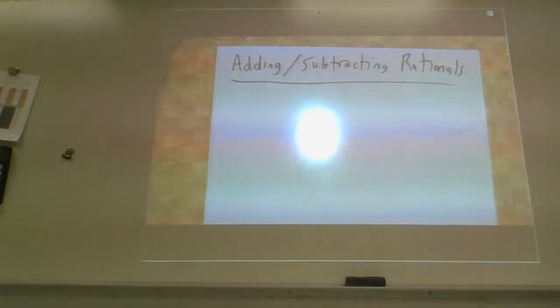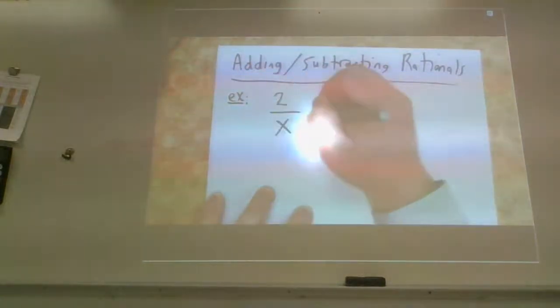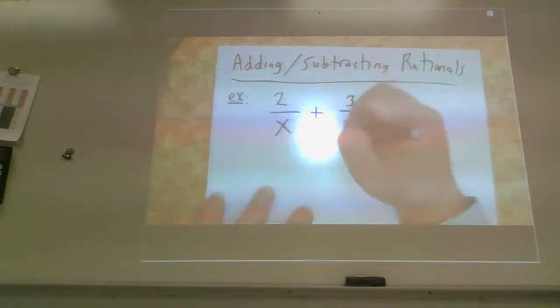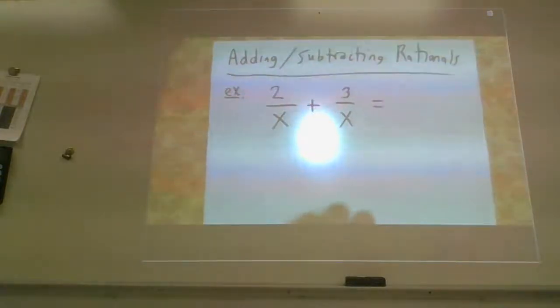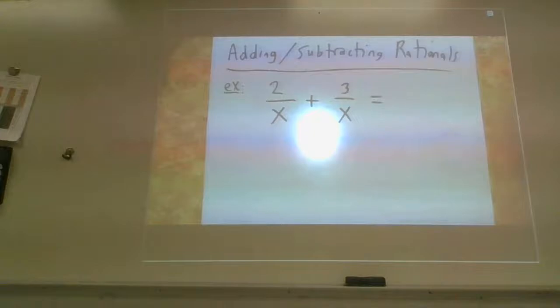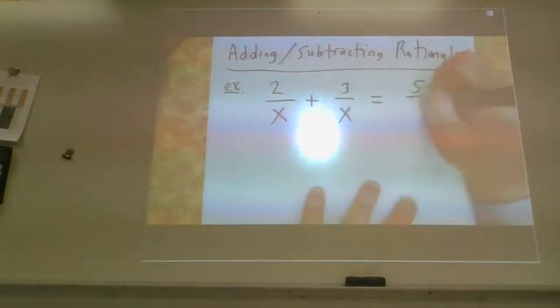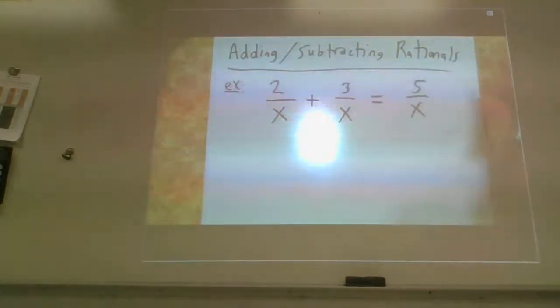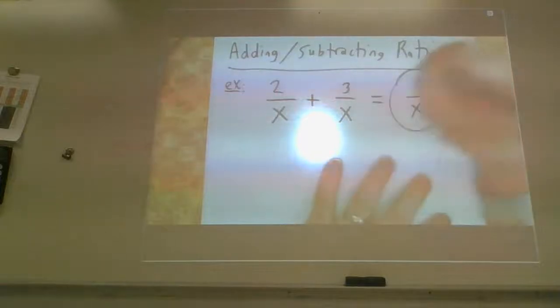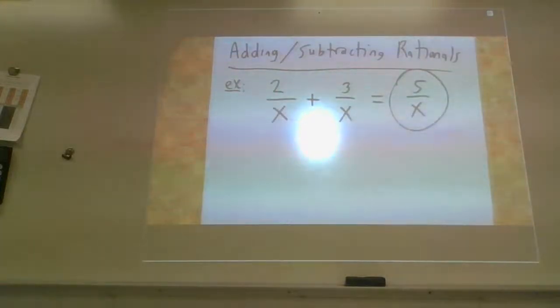So, for example, what if I had 2 over x plus 3 over x? Do they have a common denominator? Yes, they do. What would be the simplified answer? 5 over x. Yes. And that is the other rule you have to know about adding and subtracting fractions. Once you've confirmed that they have a common denominator, you add the numerators and you leave the denominator the same.